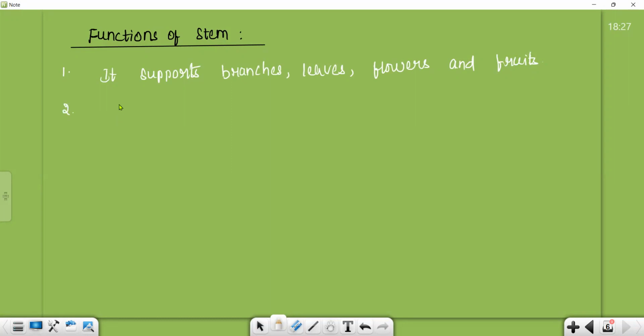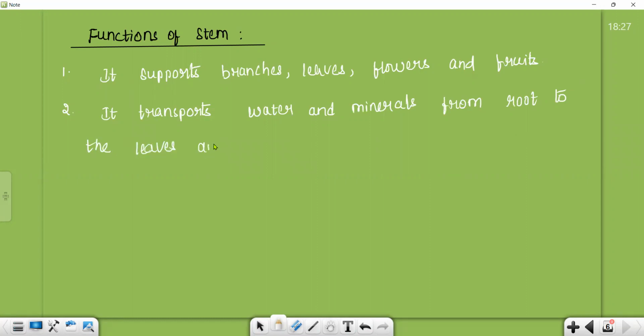Okay, second point. It transports water and minerals. Minerals from where? From root to the leaves and all other parts of plants.